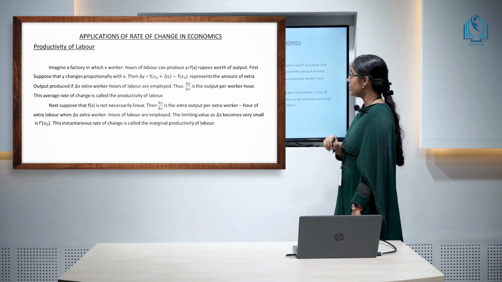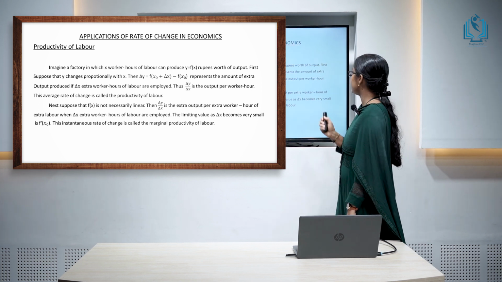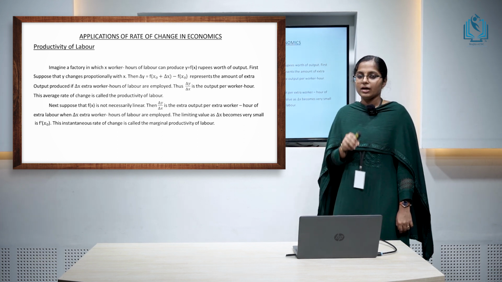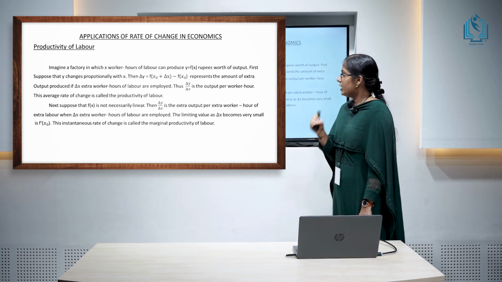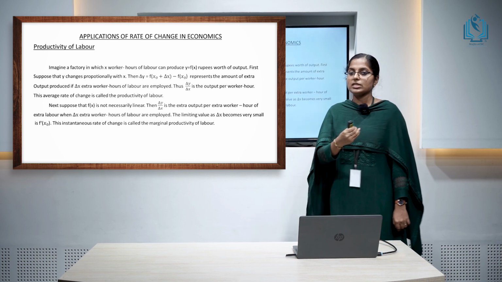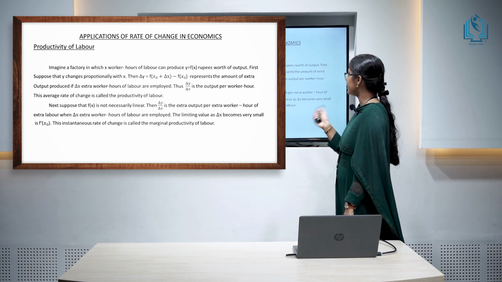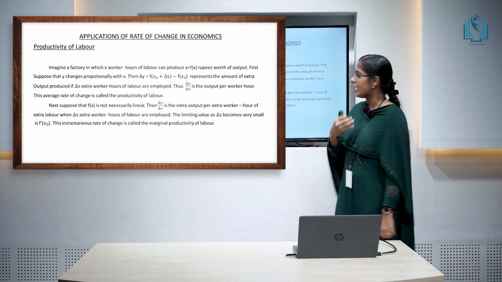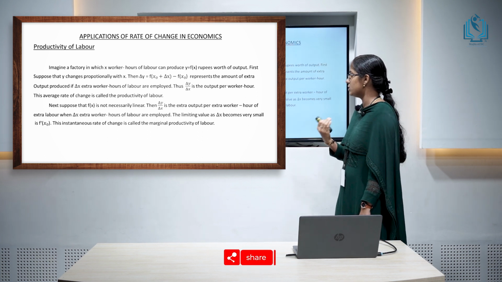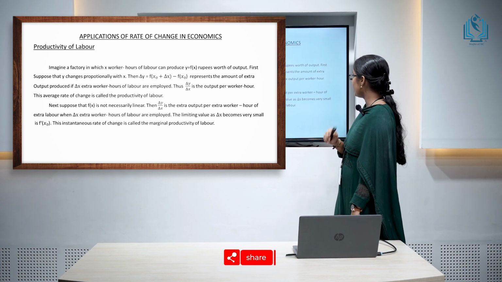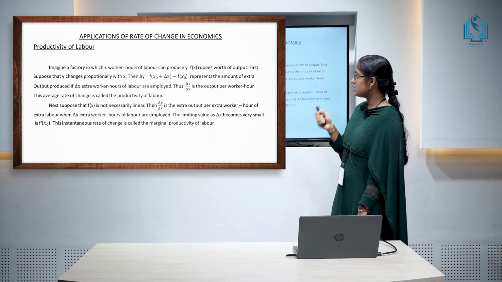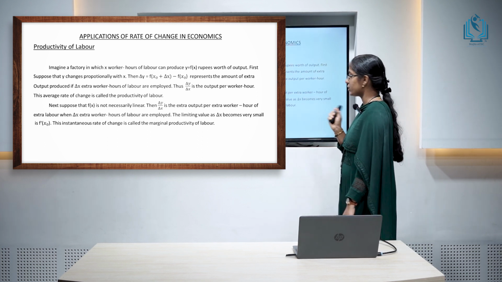Thus, delta y by delta x is the output per worker hour. The average rate of change is called productivity of labor. In productivity of labor, we use rate of change. And next, suppose that f of x is not linear, then delta y by delta x is the extra output per extra worker hour of extra labor when delta x extra worker hours of labor are employed. This limiting value as delta x becomes very small is f dash of x naught, and this instantaneous rate of change is called marginal productivity of labor.